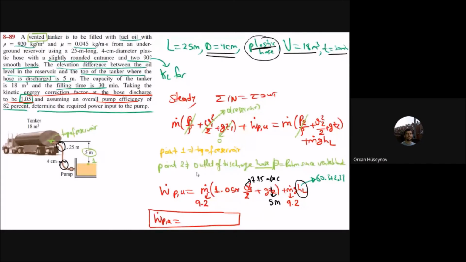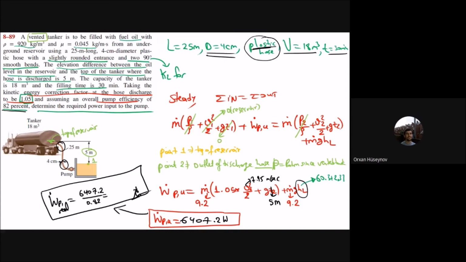Okay, let's wait. 6407.2 watts. And this is the useful one, but for the real one, you have 82% efficiency. Therefore, work dot pump real will be 6407.2 divided by 0.82. That will be the real one. Now you can tell the real one.